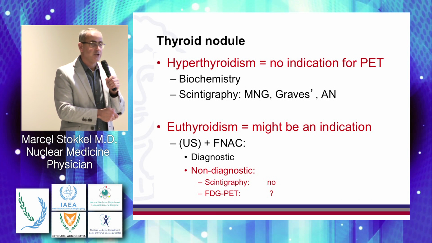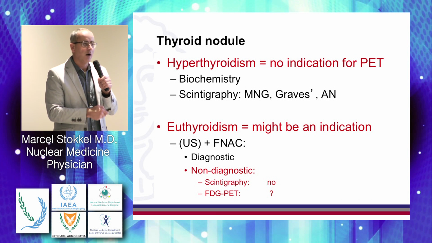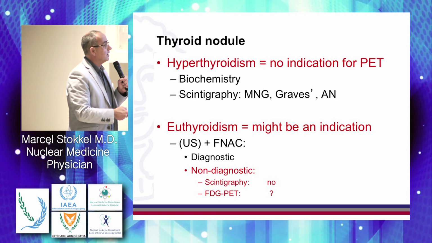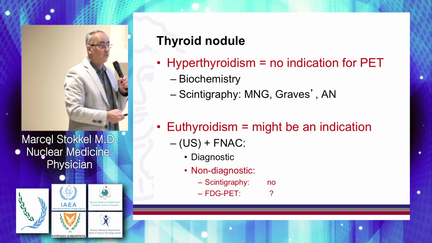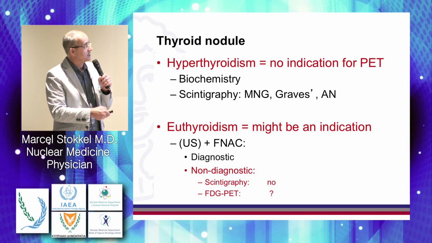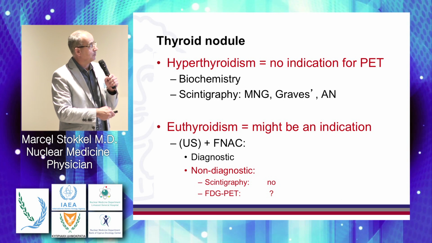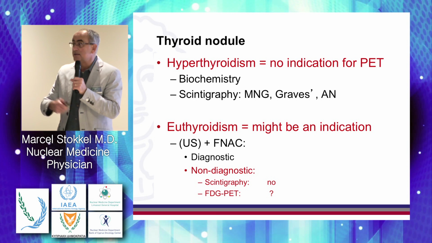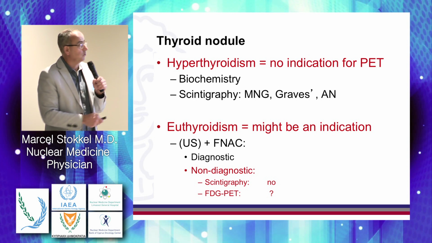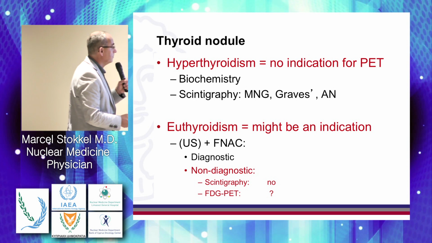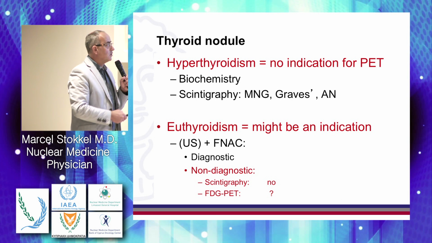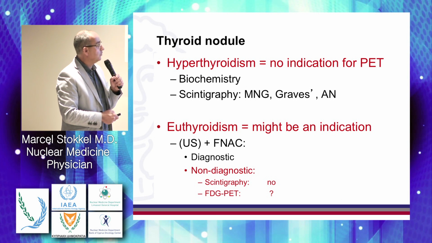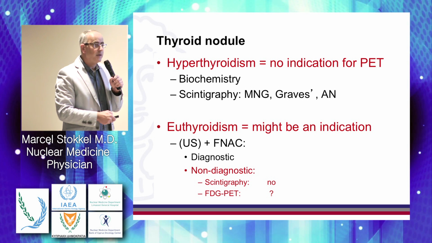It's normal thyroid tissue that is hyperfunctioning, and why should we do FDG PET scanning? Of course, biochemistry is highly important, and of course, we need scintigraphy to assess what's going on. Is it multinodular goiter? Is it a solitary autonomic nodule? Or is it related to Graves' disease? So no indication in hyperthyroidism. When we talk about a thyroid nodule, and a patient is euthyroid, it might be an indication.